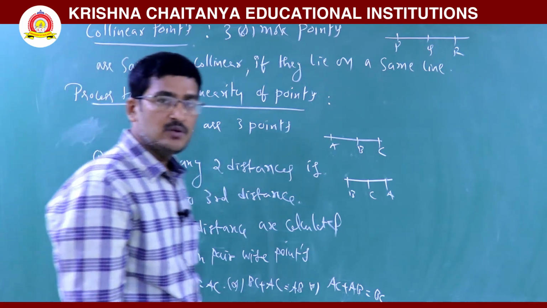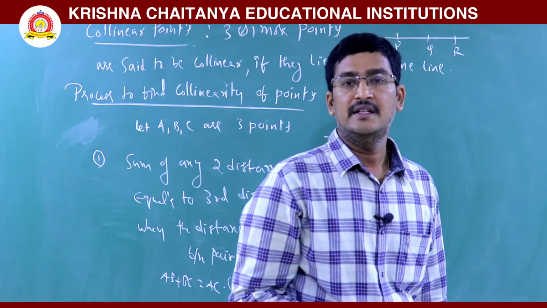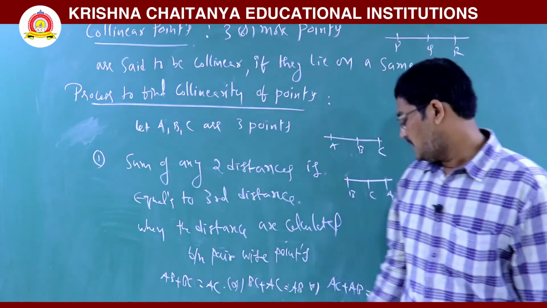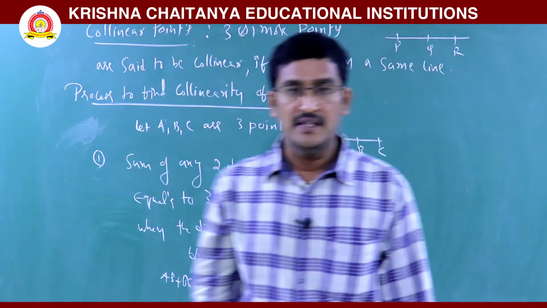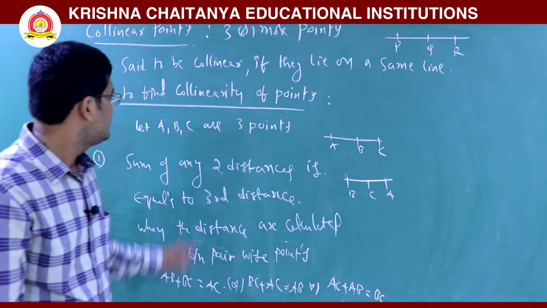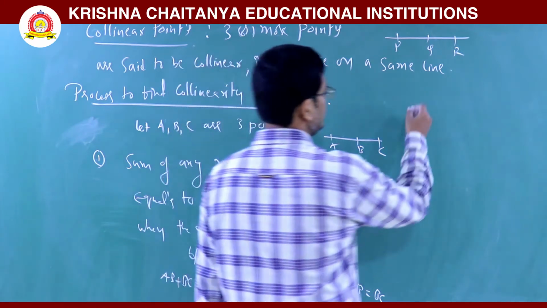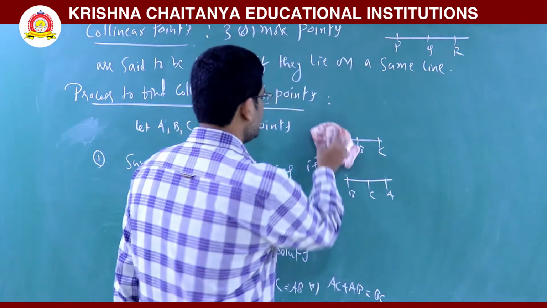So if A, B, C are collinear, the sum of any two distances is equal to the third. That is AB plus BC equals AC, or BC plus AC equals AB, or CA plus AB equals BC. Okay. In this way we decide the collinearity of these 3 points. This is one way. The second way is, see here, A, B, C are collinear.